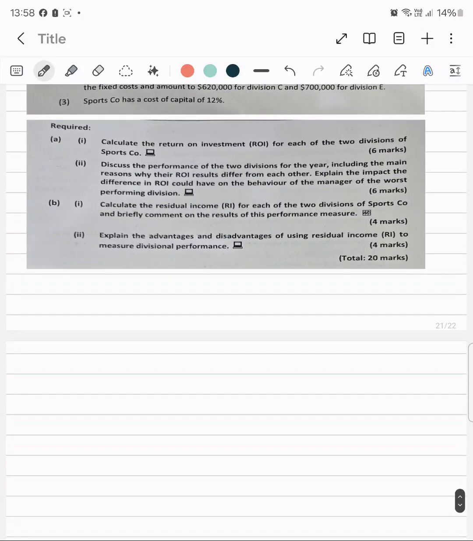Part A. First part. Calculate the return on investment for each of the two divisions of sports company. Let me mention, these are Kaplan kit questions. Even if I have cropped any of the question by mistake or I miss anything, you can actually refer to the Kaplan kit.